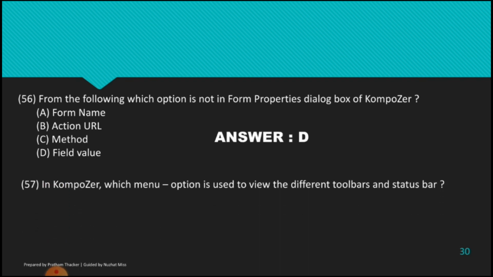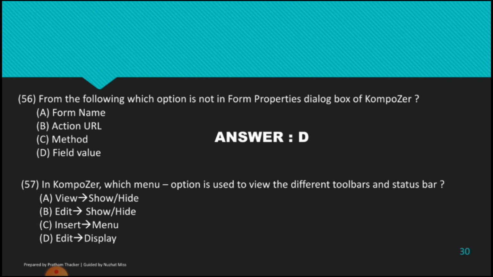Question number 57. In Composer, which menu option is used to view the different toolbars and status bar? Option A view show hide, option B edit show hide, option C insert menu, or option D edit display. Here viewing the different toolbars, so answer is option A view show hide.